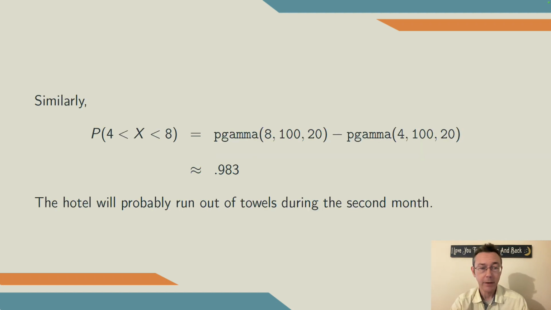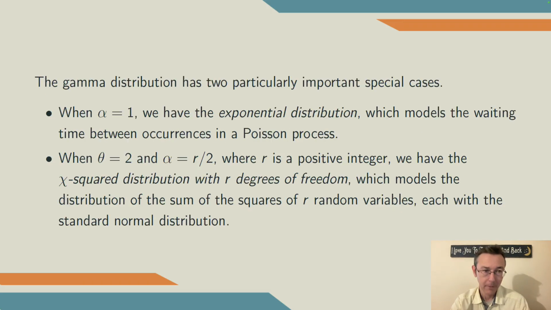Similarly, the probability that x is between 4 and 8 is given by p gamma of 8, 100, 20 minus p gamma of 4, 100, 20. We're doing the probability that the waiting time is less than 8 minus the probability that the waiting time is less than 4. When we evaluate those commands, we get about 98.3%, so the hotel probably will run out of towels during the second month.